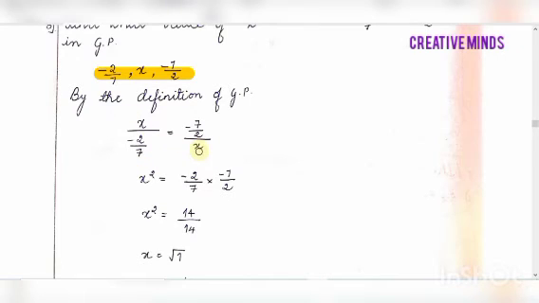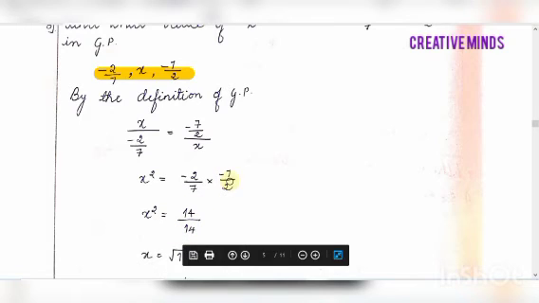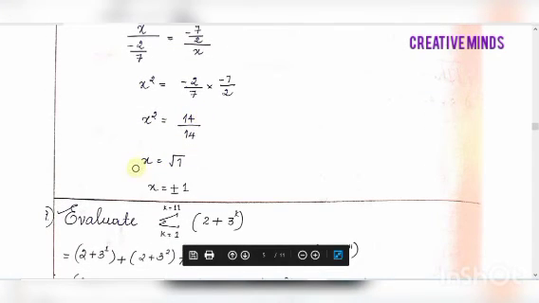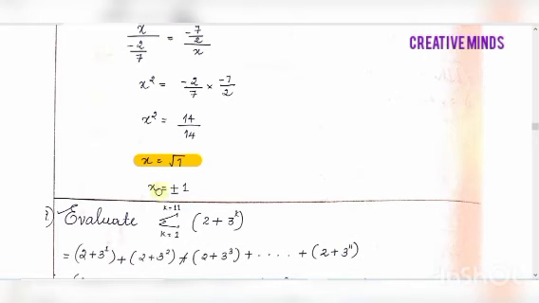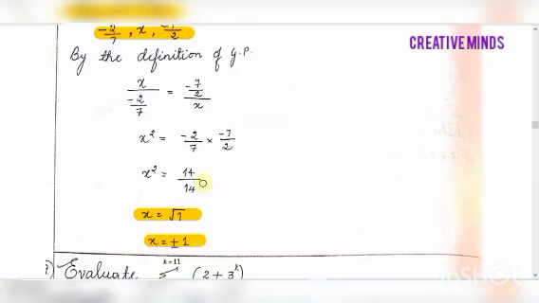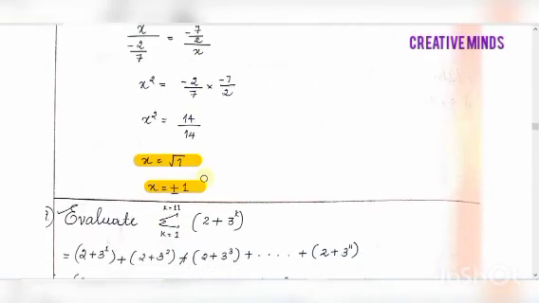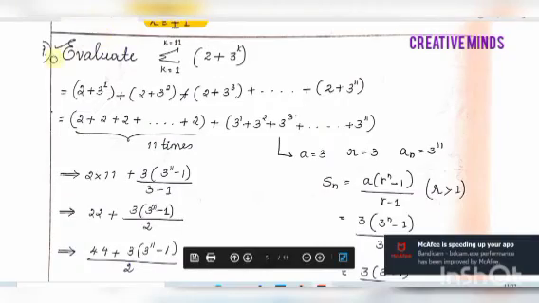So by the definition of GP, we can write this. On cross multiplication, x into x, x square, is minus 2 by 7 into 7 by 2. 2 cancels, 7 cancels, and minus into minus is plus. So x square is equal to 1, x is equal to root 1. Root 1 value is 1, so x is equal to plus or minus 1. Very easy problem. Now move on to the next problem.